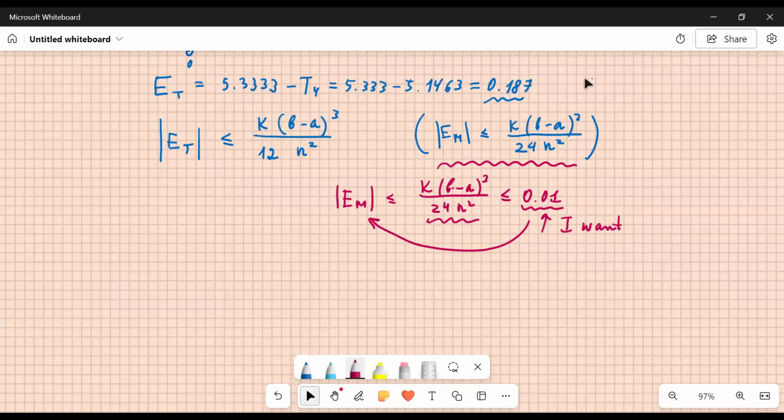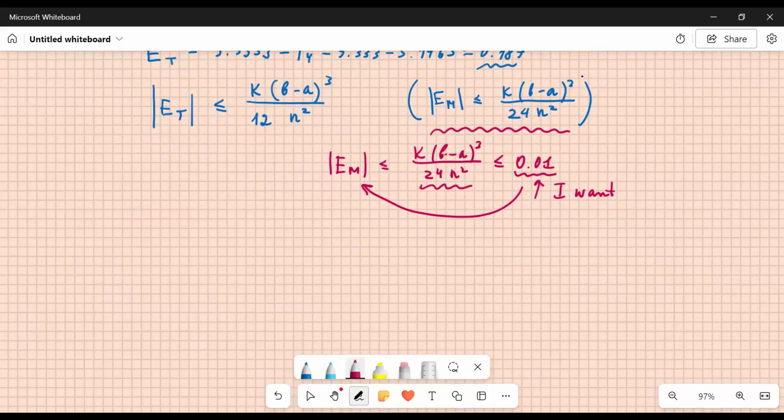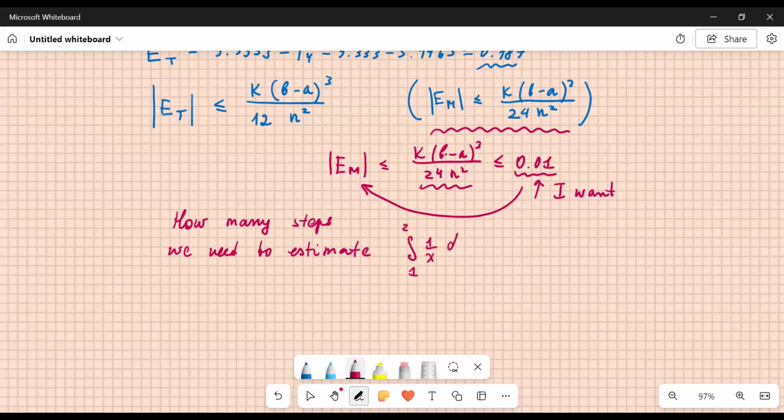I'm going to estimate how many steps I'll need for the midpoint rule to estimate the next integral. So how many steps do we need to estimate the integral from 1 to 2 of 1 over x dx? Well, what accuracy are we going to request? With accuracy, let me write it down. What was the accuracy?